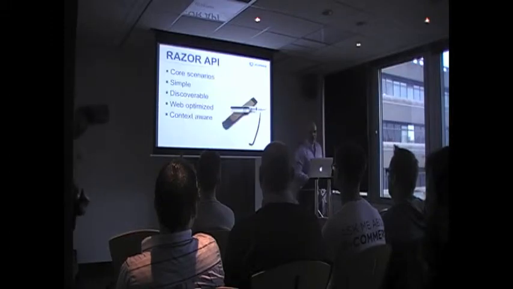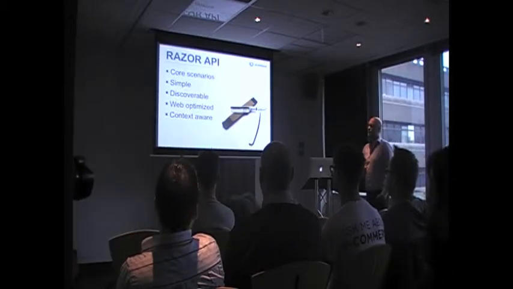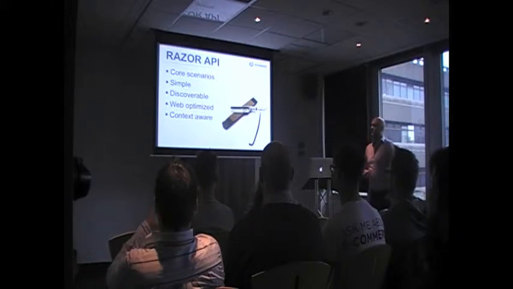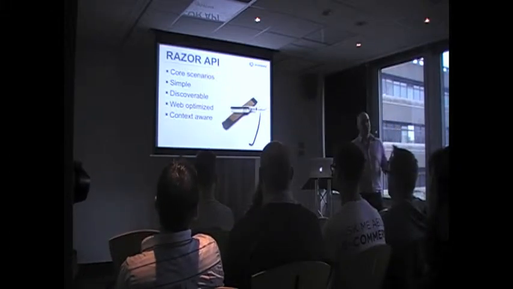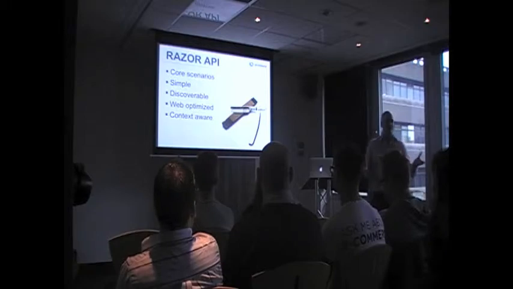So the Razor API is basically this, right? We want to support the core scenarios that you always need to implement in every single web store that you do. We want to make it simple, we want to make it discoverable, and the 2 last ones I haven't actually talked about yet. What do we know about a web store? Where do we always operate our web stores? You can almost hear it in the name, right? On the web, right?